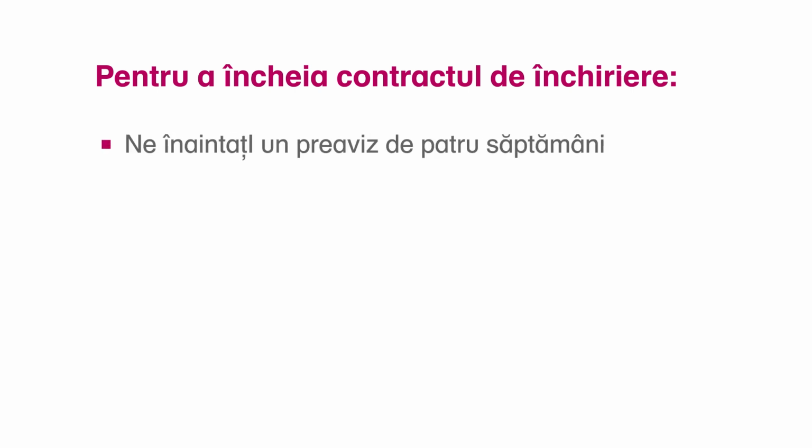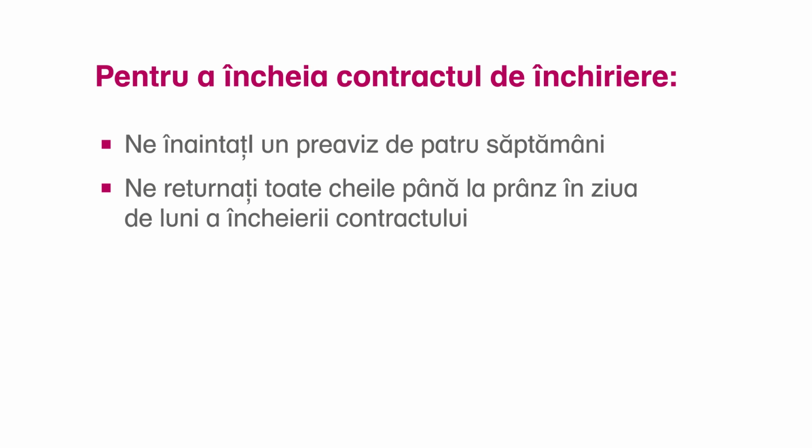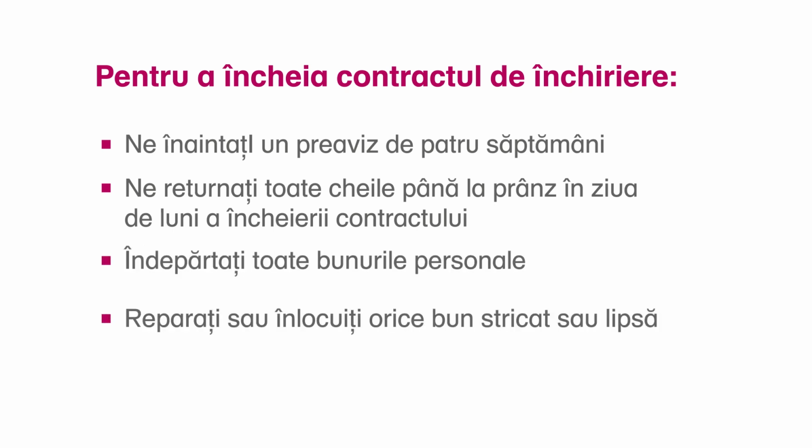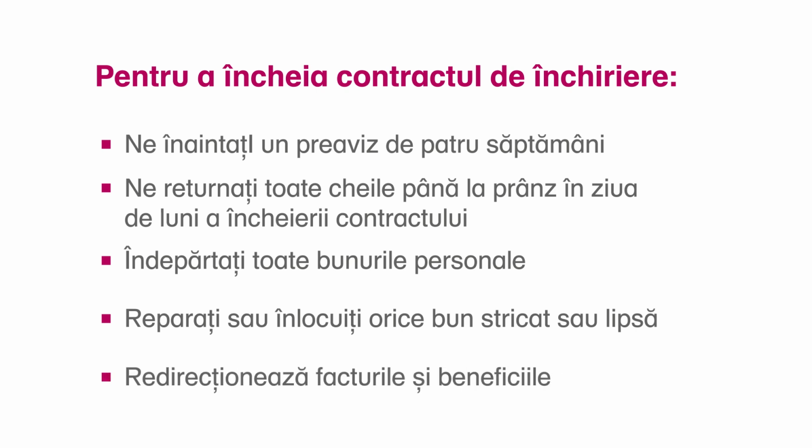If you wish to end your tenancy, you must carry out the following: provide 4 weeks written notice, return all keys by 12 noon on the Monday your tenancy ends to our offices at Bristol Avenue, remove all personal belongings, repair or replace any missing or damaged items, and make the necessary arrangements with utility companies, benefits agencies, council tax, and arrange for your post to be redirected to your new home.